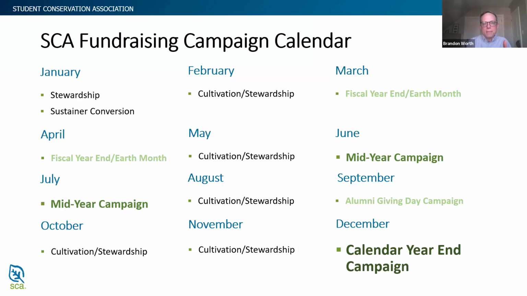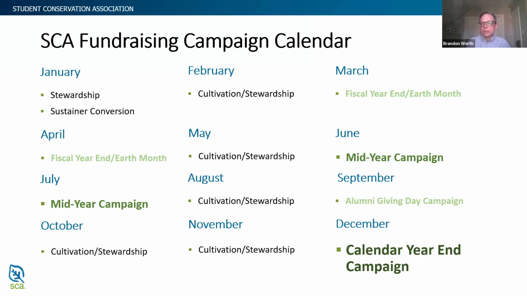Then into February, and really looking down the middle column here at those middle months of each quarter, that's what I was mentioning before about building in dedicated time for cultivation and stewardship. We're doing some of that right now, including cultivation, heading into March and April. Some examples of a couple of things I mentioned before: our fiscal year ends in March.